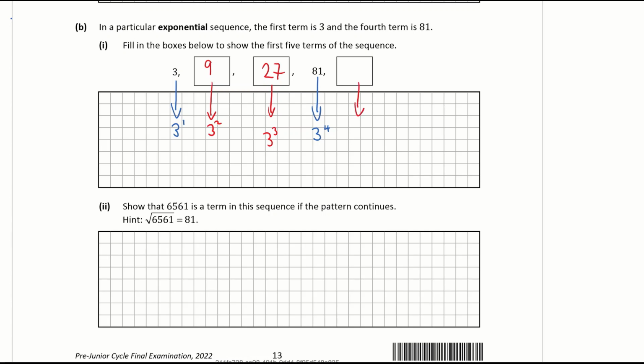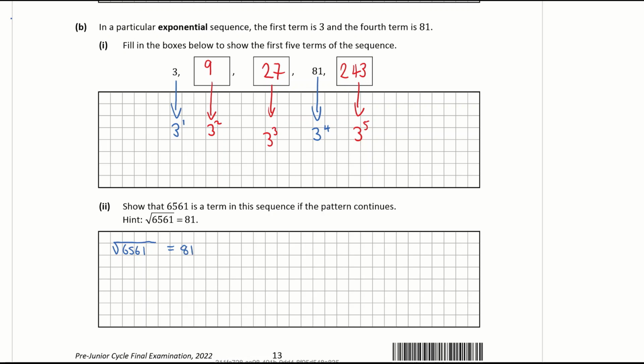And then my fifth one will be 3 to the power of 5, which is giving me 3 by itself 5 times, which is 243. B part 2, show that 6561 is a term of this sequence if the pattern continues. Hint, use the square root button. Okay, so let's use their hint. They're telling me to get the square root of 6561, which is 81.